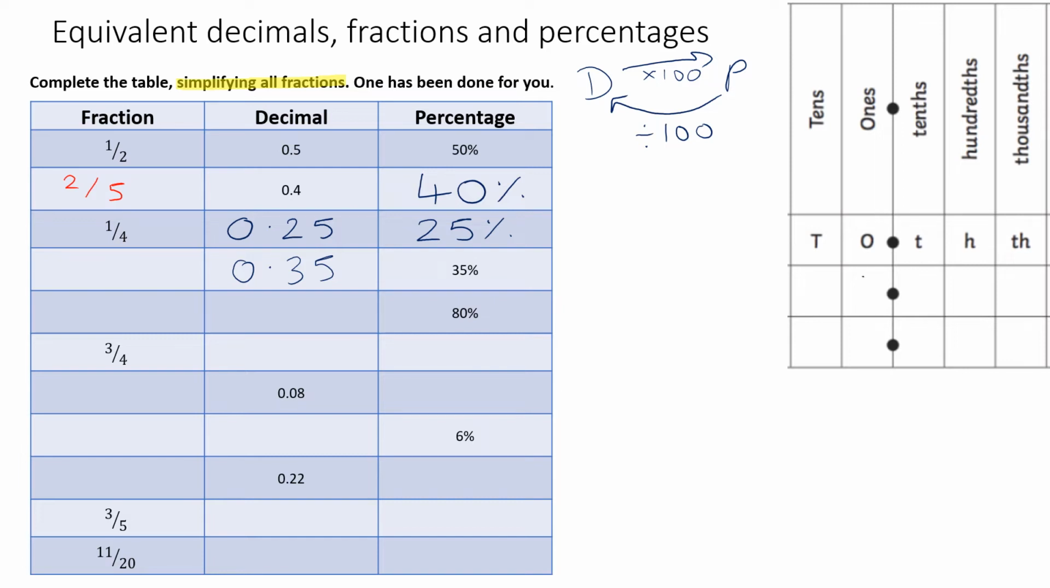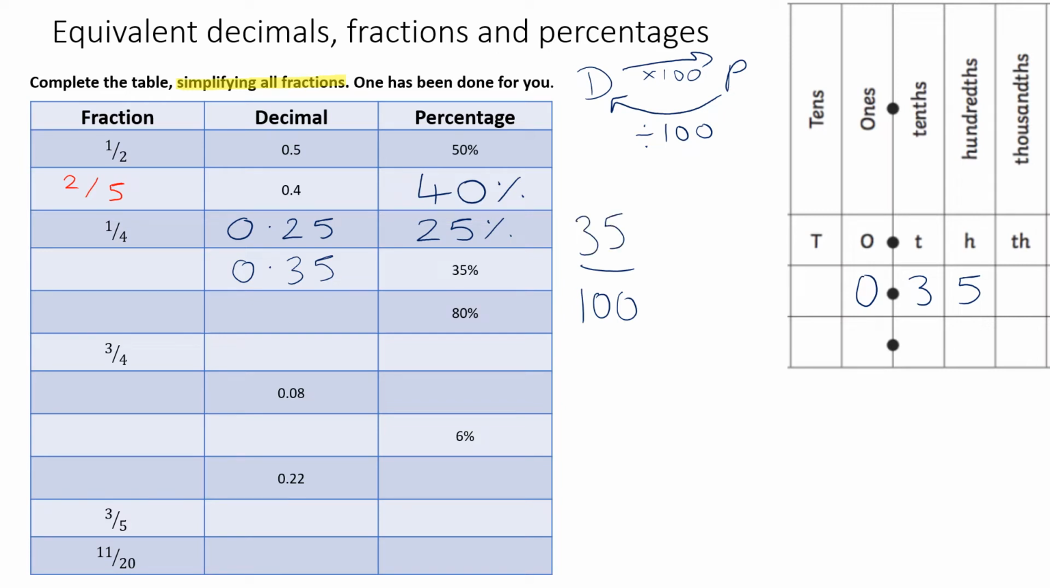Again, thinking about our place value columns, 0.35. Well, if we look, we've got a 5 in the hundredths, so we know we're going up to the hundredths column. We can start with a fraction over 100, and we have altogether 35 hundredths.